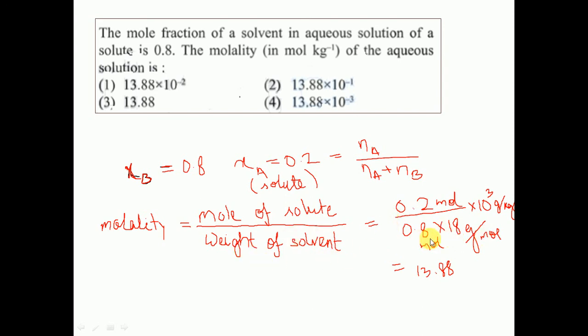So here the number of moles given is 0.8, and we know the molar mass of water is 18 gram per mole. And as we have the solvent weight in terms of gram, we just have to multiply the whole thing by 10 raised to power 3 gram per kg to get the molality in terms of kilogram. So if we calculate this, we will get 13.88 mol kg inverse, which is the unit for molality, fine. So the answer will be 3.